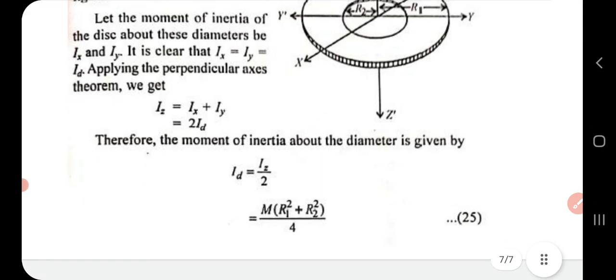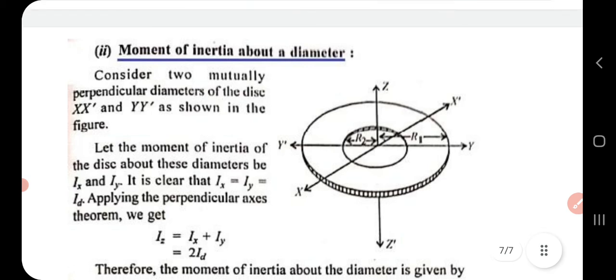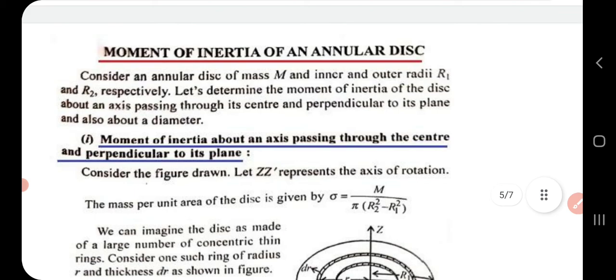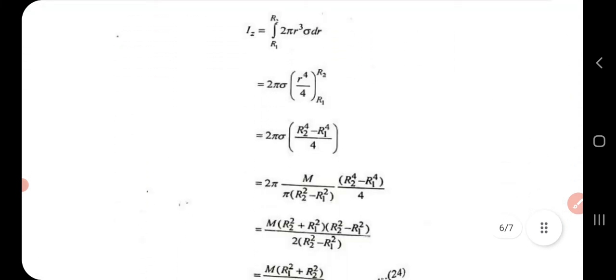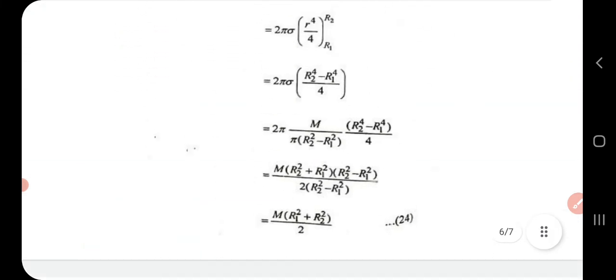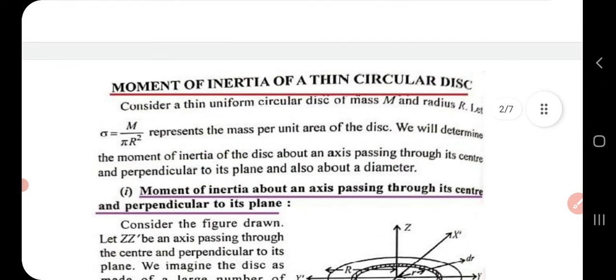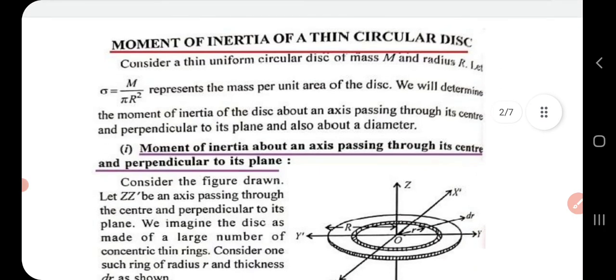All these are expected essay questions from this chapter. You will be asked to derive the expression for the moment of inertia about an axis passing through the center and the expression for the moment of inertia about a diameter of an annular disk, or they will ask you to derive it for a thin circular disk, like that. This is a sure question. You will be asked to derive the moment of inertia of any of the bodies. It can be a thin rod, or an annular disk, or a circular disk, or like that. So write and study the proof, explanation as well as the figure.